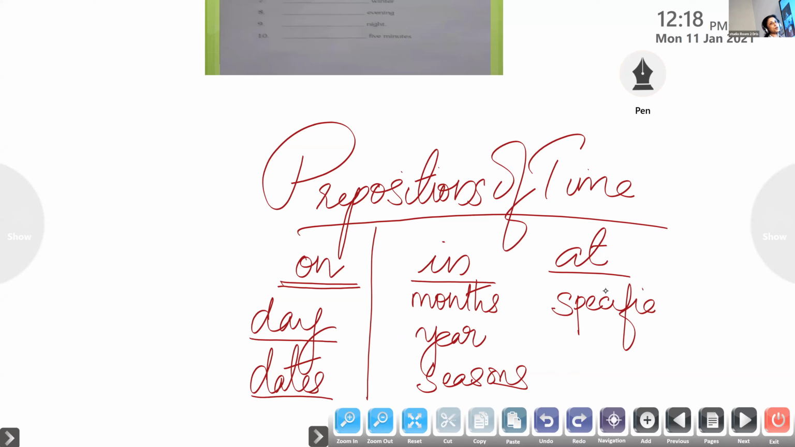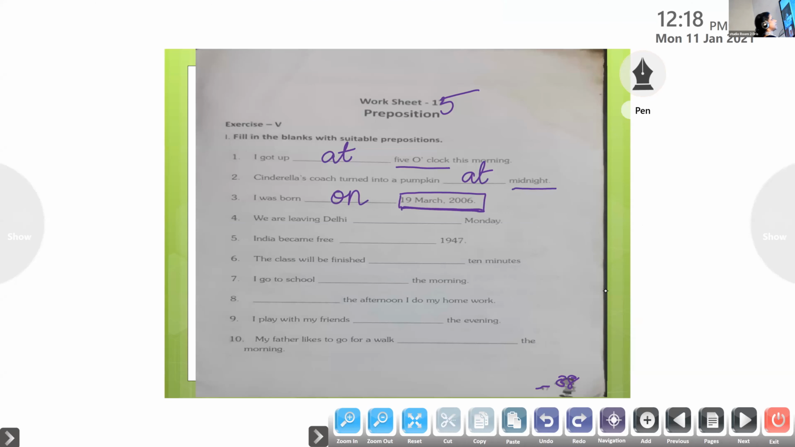And we use at with expressions like at noon, at night, and at midnight. Okay, so I hope it's clear. Now let's move on to the exercises.